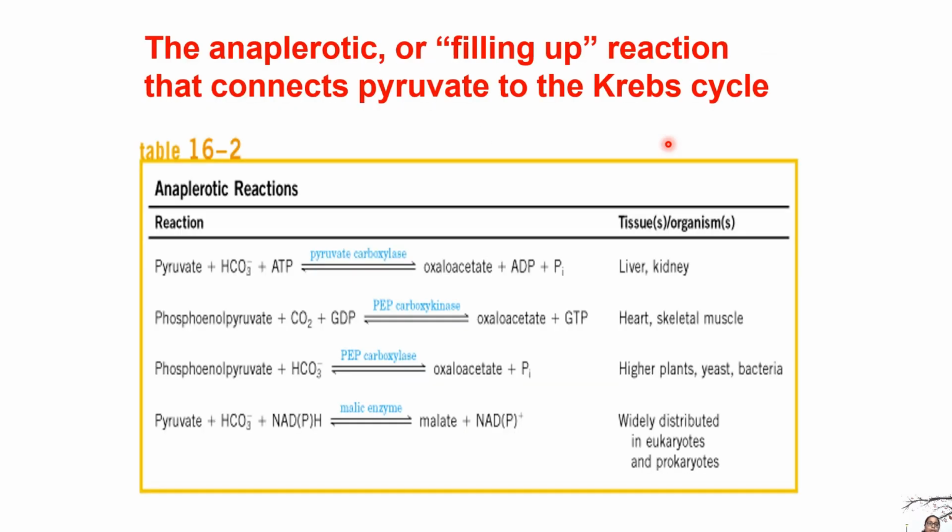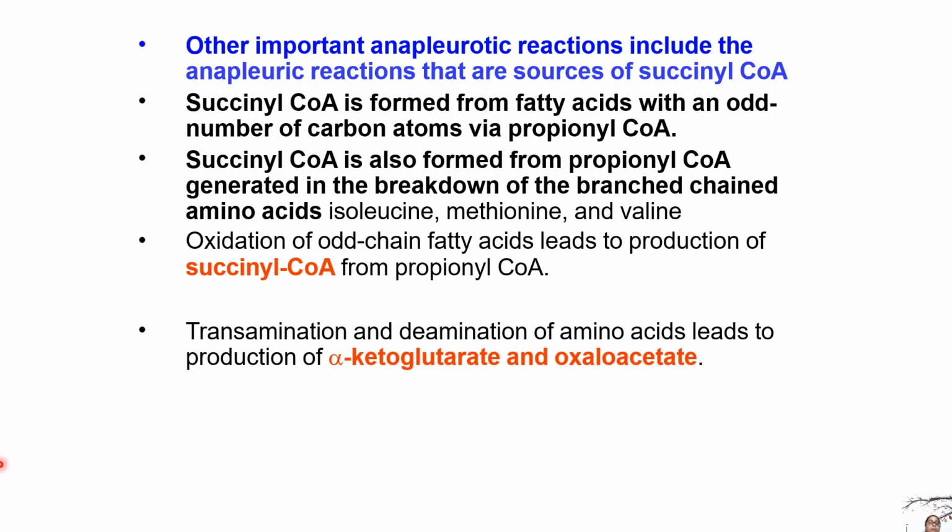So the anaplerotic or filling up reaction that connects pyruvate to the Krebs cycle. So these are all examples of anaplerotic reactions, and the exact organisms and tissues where this happens. Now, other important anaplerotic reactions include the anaplerotic reactions that are sources of succinyl-CoA.